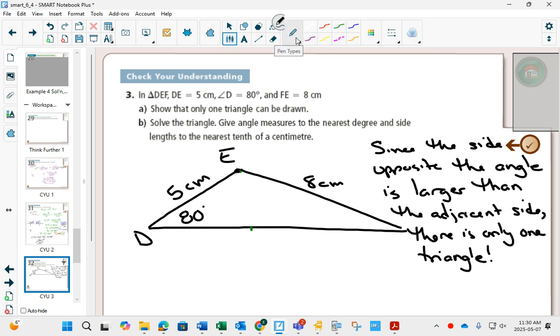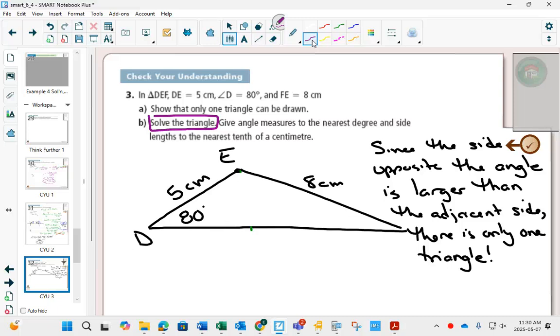Okay, next. This question has this in it. Solve the triangle. What do you think that means? They want us to solve this triangle. What do you think solve a triangle means? Find all the values. Find everything. Every single angle, every single side. Can we use SOHCAHTOA? No, no 90 degrees.